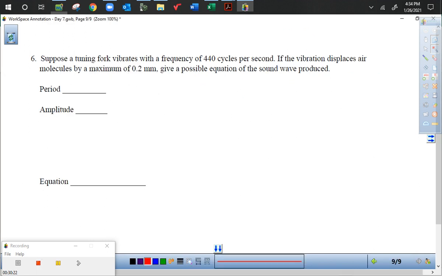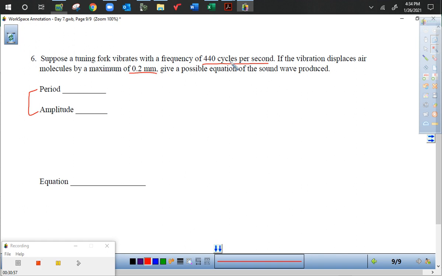On number 6, it actually applies it to a sound wave, because one huge application of the sine waves, we talked about it in terms of the loudness and the pitch, is sound. So it says, suppose a tuning fork vibrates with a frequency of 440 cycles per second. If the vibration displaces air molecules by a maximum of 0.2 millimeters, give a possible equation of the sound wave produced. So again, we need A and B, and that comes from the period and the amplitude, and they gave us 2 numbers to work with. So those have to go with one or the other.